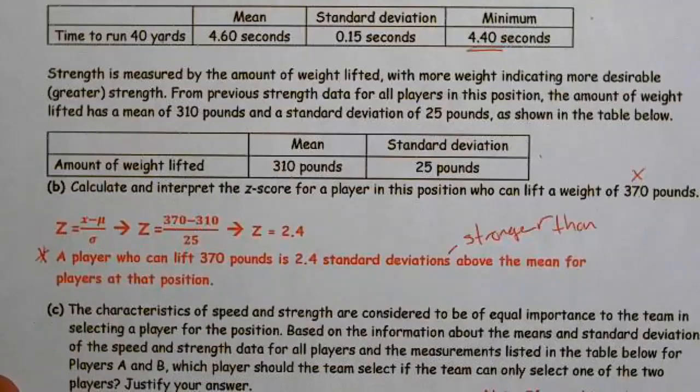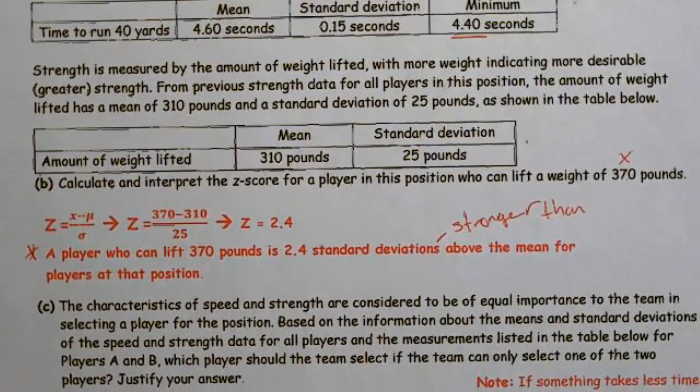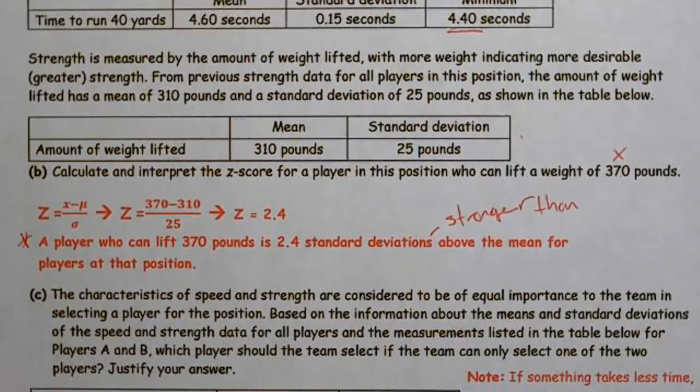The characteristics of speed and strength are considered to be of equal importance to the team, so we don't have a preference. We say speed is important and strength is important, and they're equally important. Based on the information about the means and standard deviations of the speed and strength for all players and the measurements listed in the table below for A and B, which player should the team select if the team can only select one of the two players?